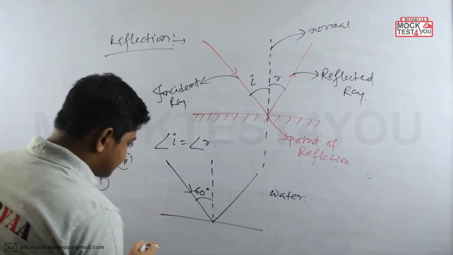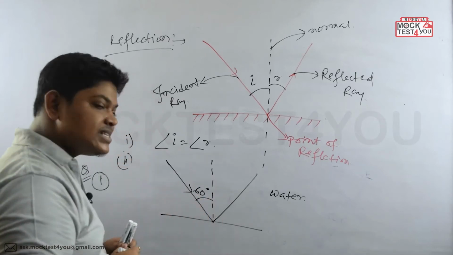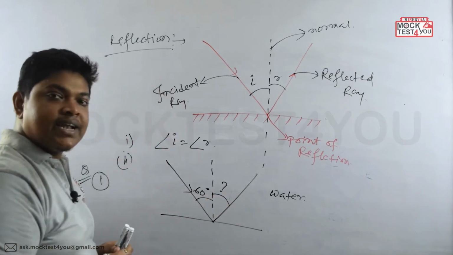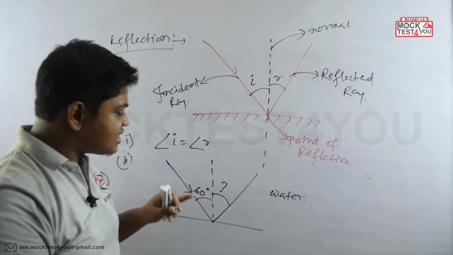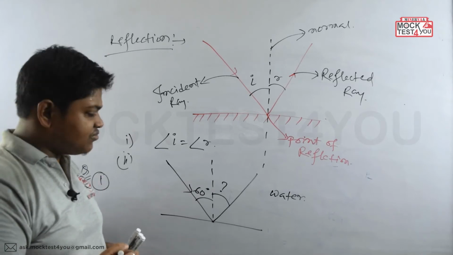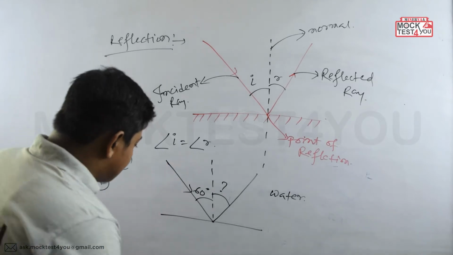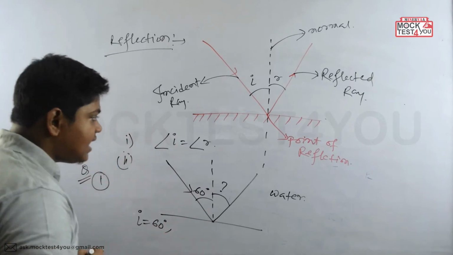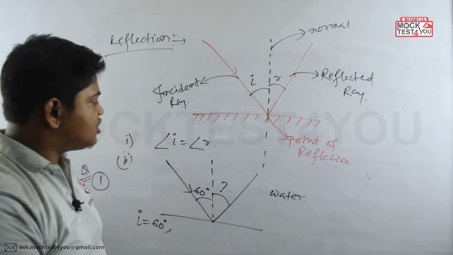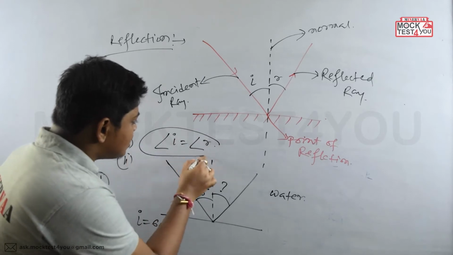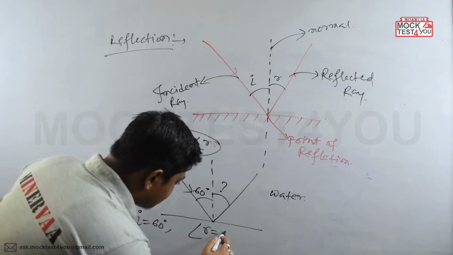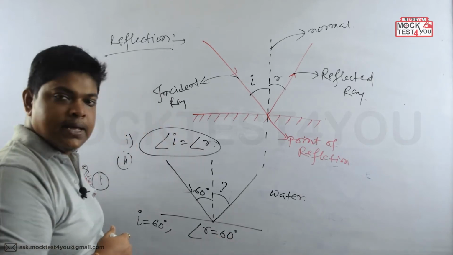Now in this case, if the incident angle is 60 degrees, what will be the value of the reflected angle? This is a small 1 mark question actually. As we can see, the incident angle has a value of 60 degrees, and according to the law of reflection, the incident angle is equal to the reflected angle. So the reflected angle will also be equal to 60 degrees, right?